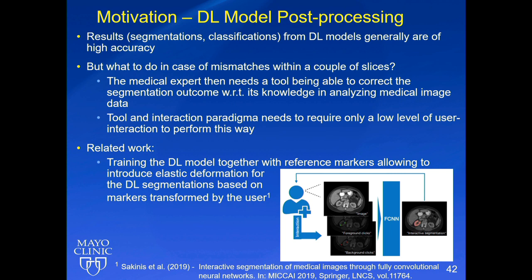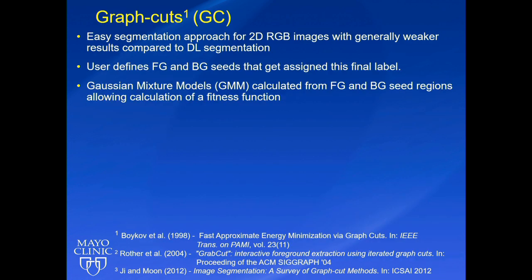So if you can train all the interaction together with the model, this is pretty fascinating stuff and helps a lot. But the only drawback there is that you have to rerun all the training once again with your interaction. So you cannot use a ready-to-go trained model. You have to rerun all the training together with the markers. With graph cuts, that is not required.